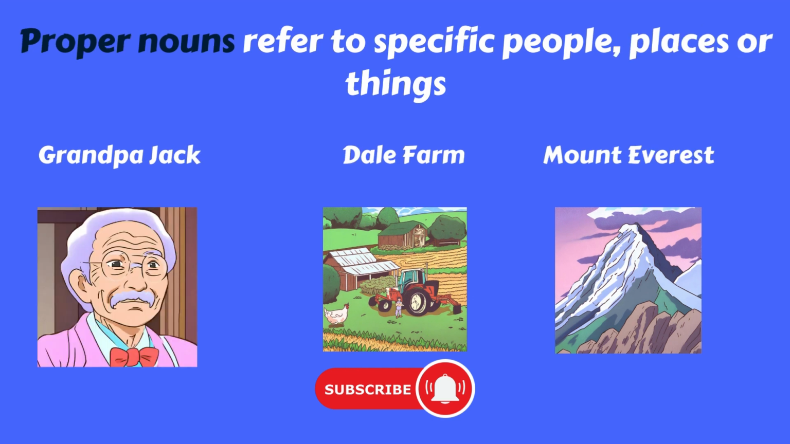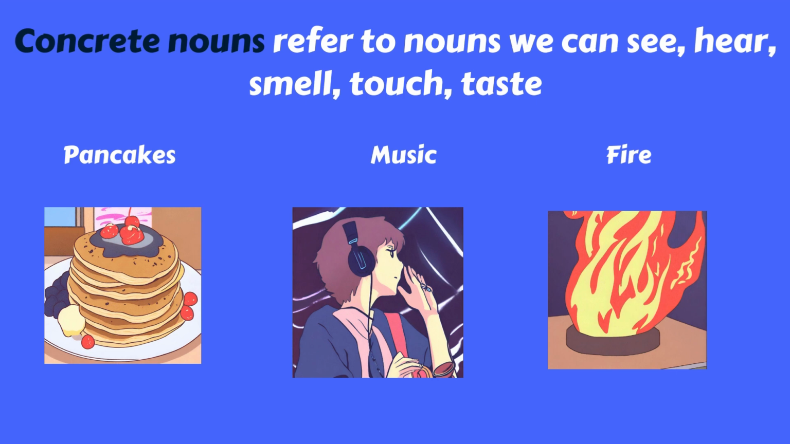And then we get a proper noun, which refers to a specific person, a specific place, or a specific thing, like Grandpa Jack, Dale Farm, or Mount Everest. A specific place, a specific thing is a proper noun. Mountain is a common noun. Mount Everest, proper noun. Grandmother or grandfather, common noun. Grandpa Jack or Grandma Sue, proper nouns.